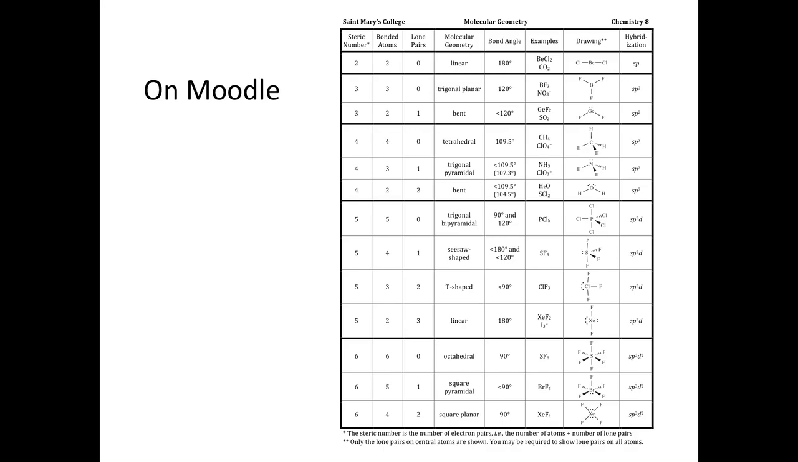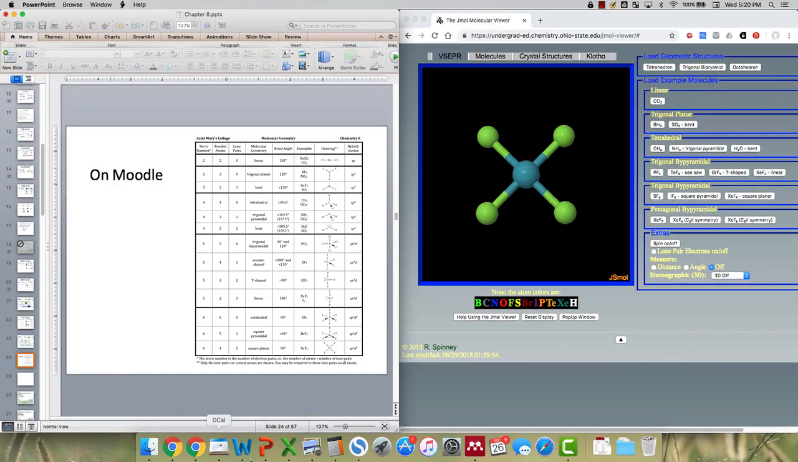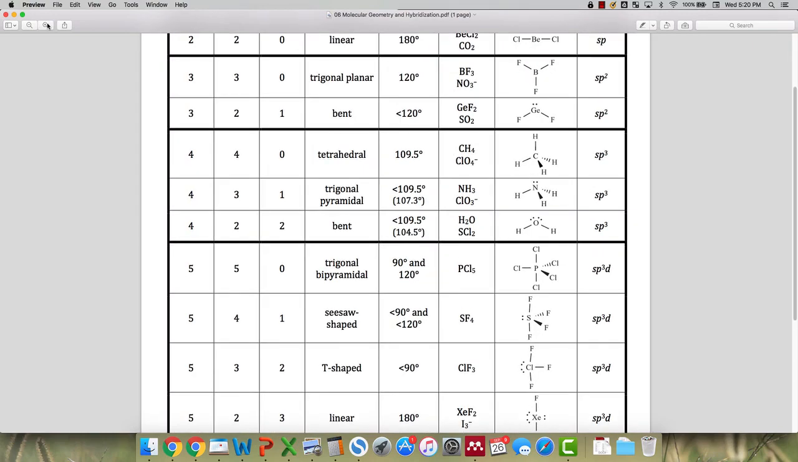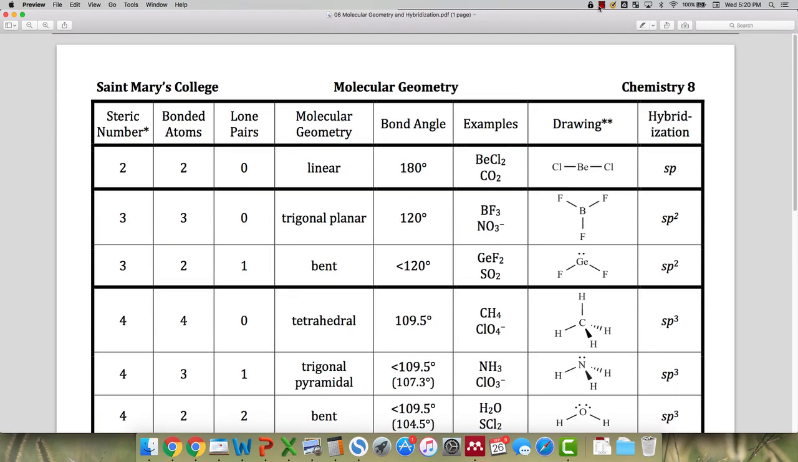Okay, and so to summarize this, on Moodle I have a handout that looks a little something like this. And so on this handout, let me point out a couple things. Each one of these big bold boxes is a separate electronic geometry. And so if you'll notice here, the electronic geometry for both of these is trigonal planar. And if you have a lone pair, then you call the molecular geometry something else, right? The names in this sheet are all molecular geometries.